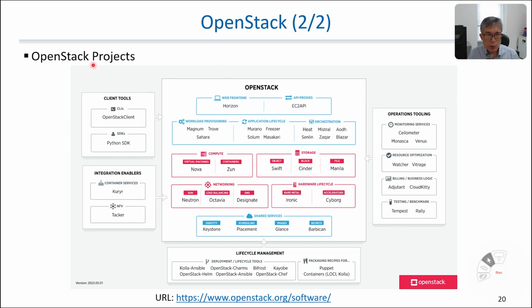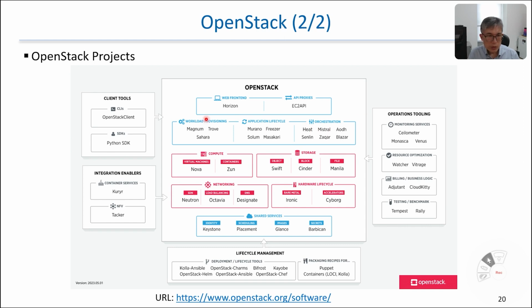This is an OpenStack project. A lot of projects are underway for OpenStack. In OpenStack, you can see the compute project, the storage project, the networking project, and the hardware lifecycle management project. Also web-based management, Horizon, and the EC2 API for Amazon cloud service, and workload provisioning, application lifecycle management, and orchestration.